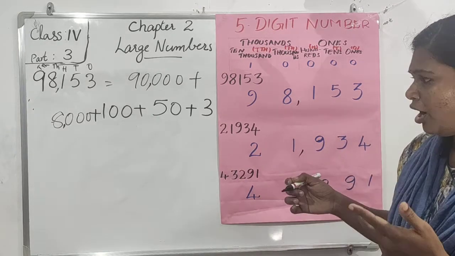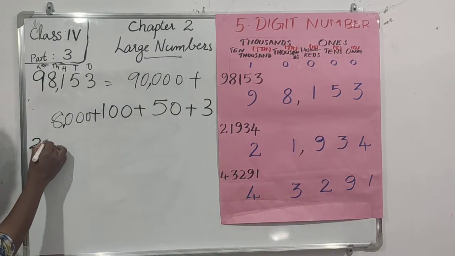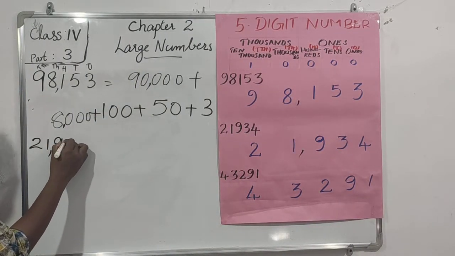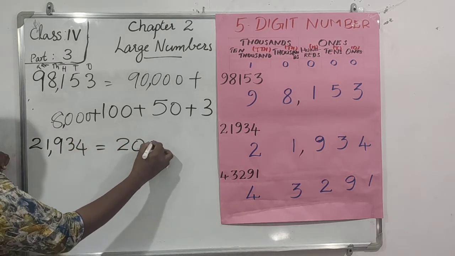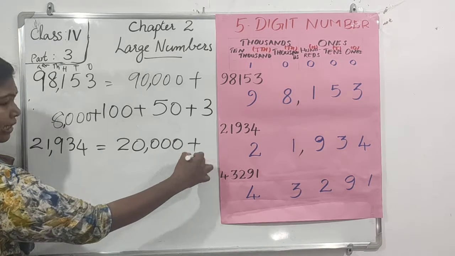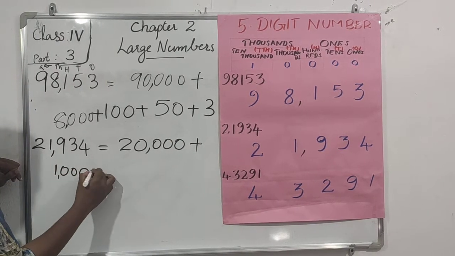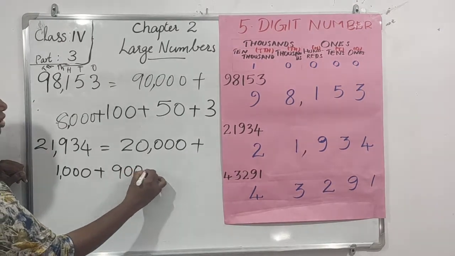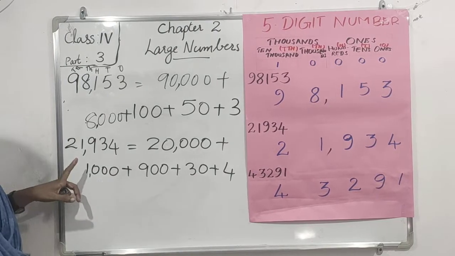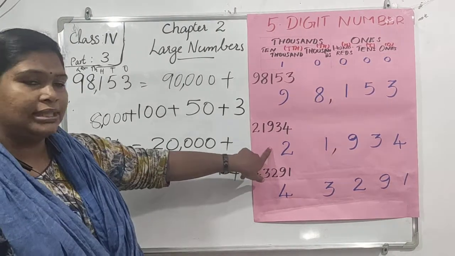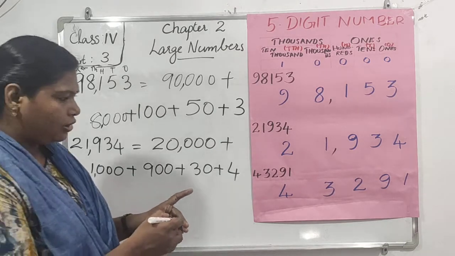21,934. Clear? 21,934. Then, look at how to expand with this form. 21,934 is equal to 20,000 plus, then what's going to be the next? 1000 plus 900 plus 30 plus 4. This is the expanded form of this number. Clear? And what about the next number?